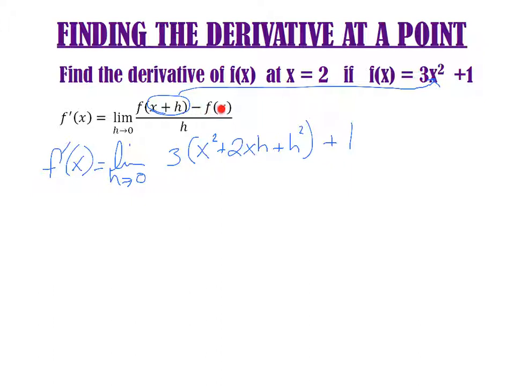Now I'm going to subtract the function, take this whole function and subtract it. Minus 3x squared minus 1. This is all over h. And since it's a limit, my first thought is to go ahead and try direct substitution. It's not going to work. Let's clean this up, see if we can get that h to somehow cancel.